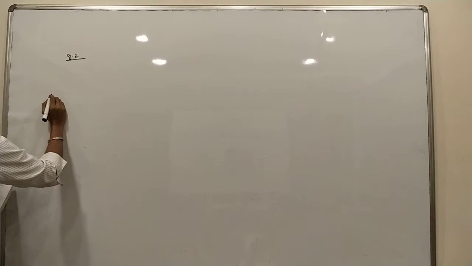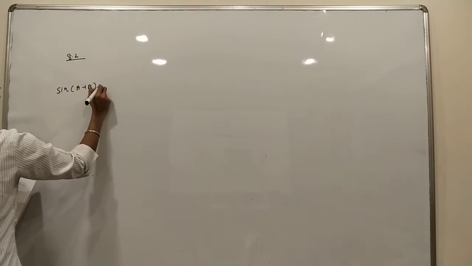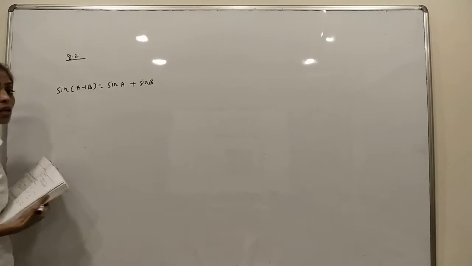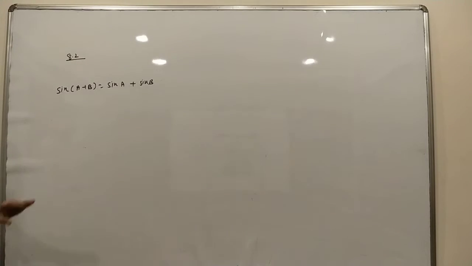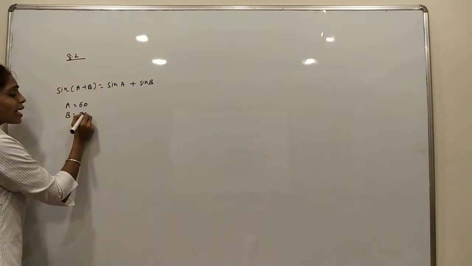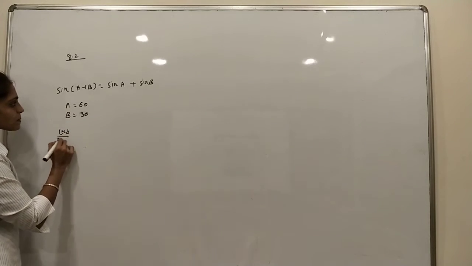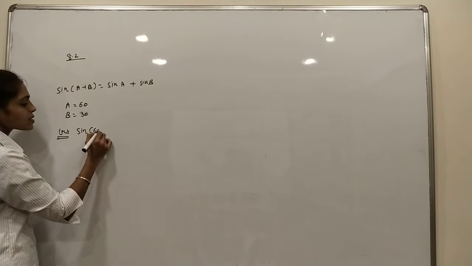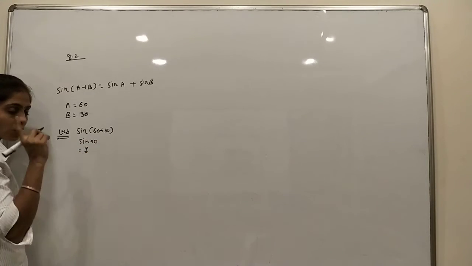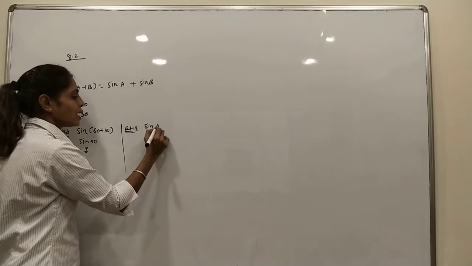State whether the following are true or false. Justify your answer. Sin(A plus B) equal to sin A plus sin B. Take any A and B. Let A be 60 and B be 30, not more than 90. Take LHS: sin(60 plus 30), so sin 90 is 1. That is the LHS. Now RHS: sin A plus sin B.